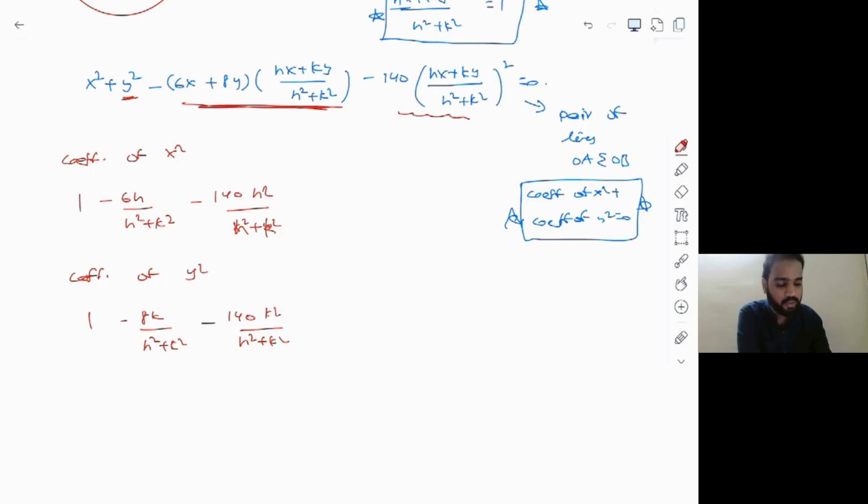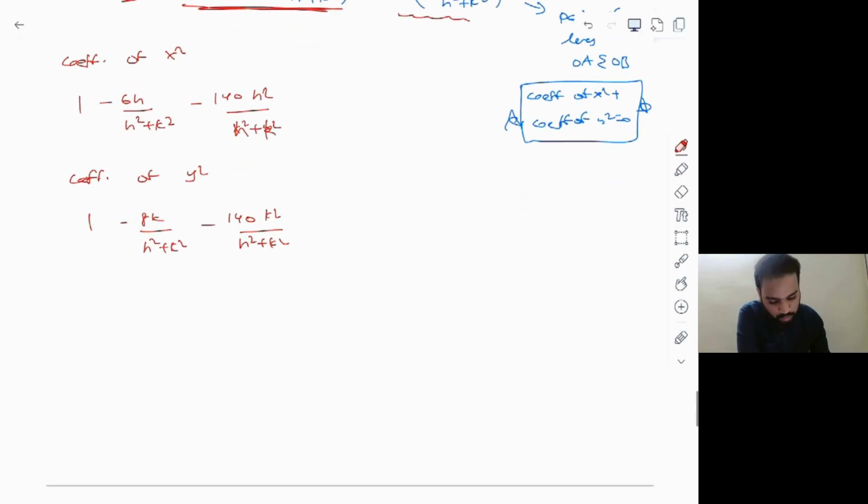So this is the coefficient of x square and the coefficient of y square. Now since they are perpendicular to each other, make the sum of these two equal to 0. So if you do the sum of these two, you're going to get 2 minus 6h divided by h square plus k square, minus 8k divided by h square plus k square, minus, I think you can take 140 divided by h square plus k square common, right?